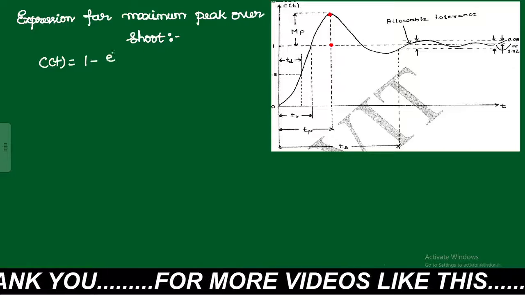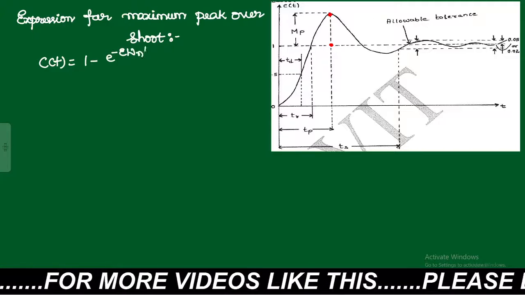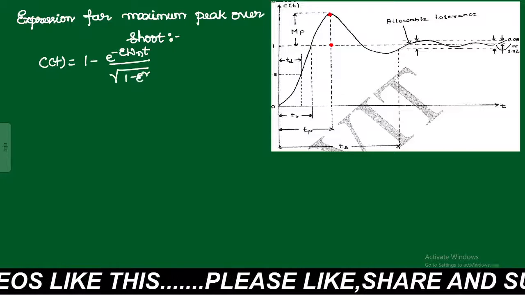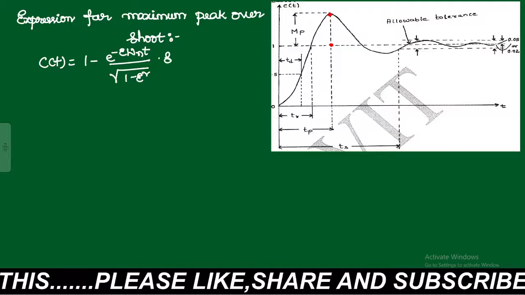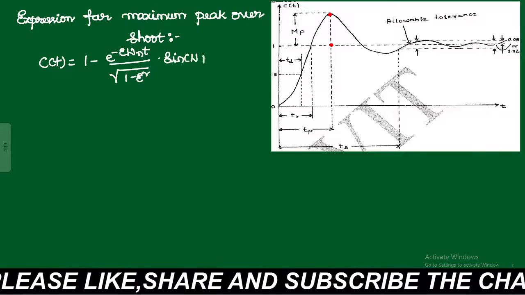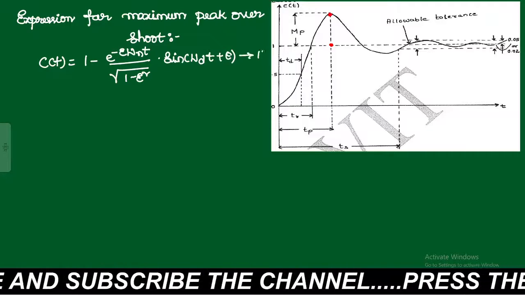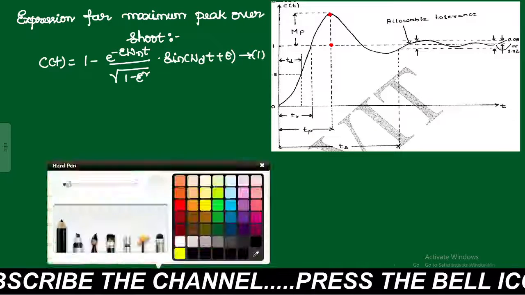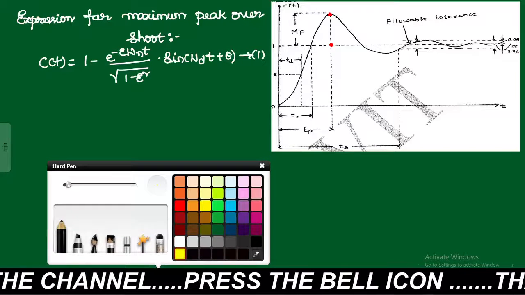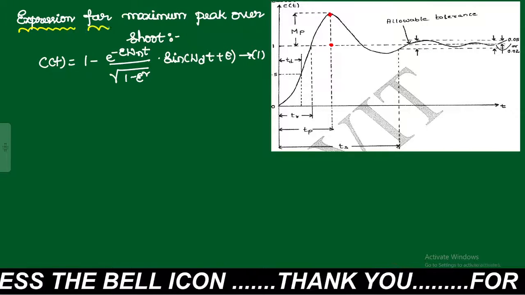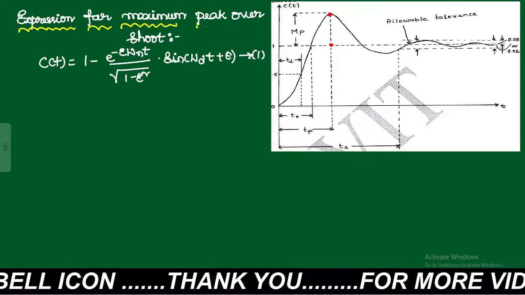That can be written as 1 minus e to the power of minus zeta omega n t divided by under root of 1 minus zeta square into sine of omega d t plus theta. This expression we already know. Consider it as equation 1. So what is the expression we are going to write for maximum peak overshoot?